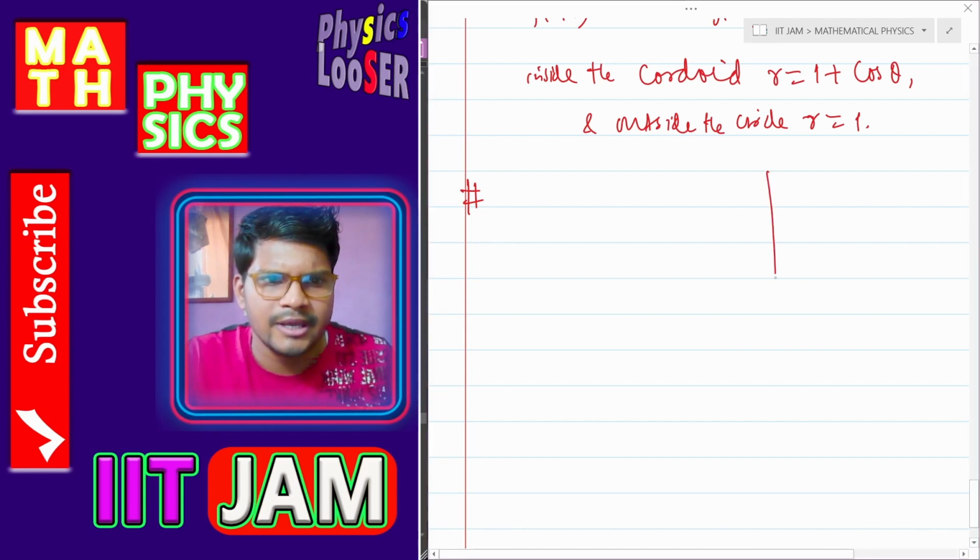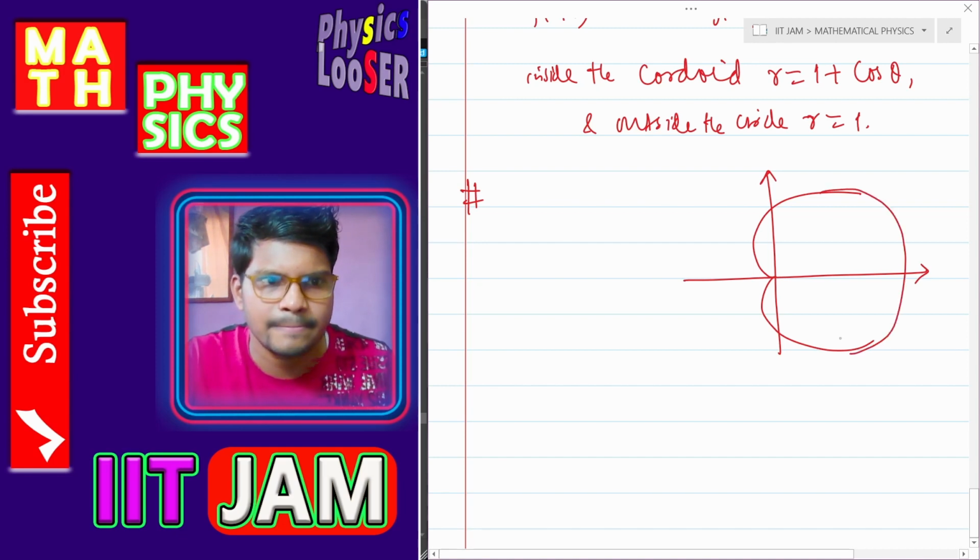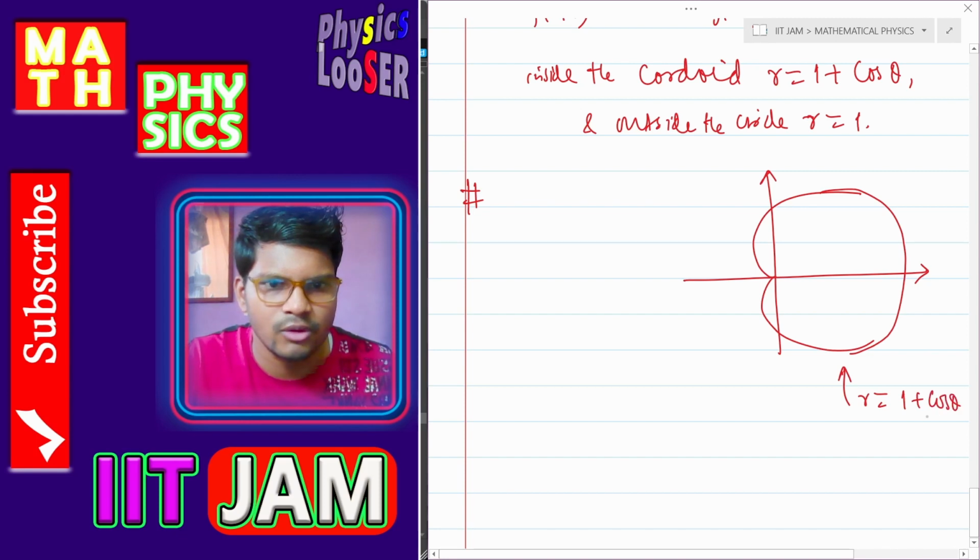So that is the real life application of this cardioid thing, and you can see the cardioid is kind of like this. This is how the cardioid looks like, and the cardioid curve is given by r is equal to 1 plus cos theta. So this is it.